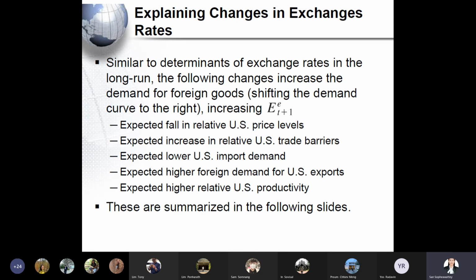So in the long run, we have factors that impact the exchange rate, like the relative price level, trade barriers, preferences, and productivity. In the short run, what we focus on here is only the expected fall in relative price, for example, or the expected increase in trade barriers. So in the short run, we focus only on what happens in the future and what we should invest in right now, currently.